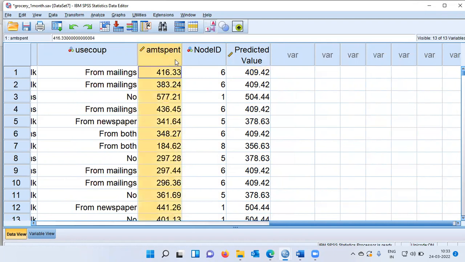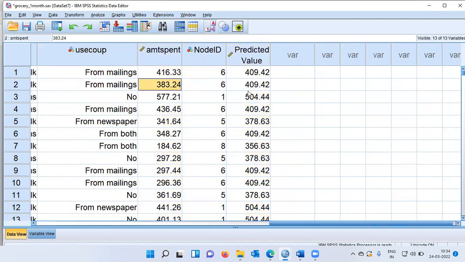So this is the actual amount of money spent. This is the predicted amount of money spent. The difference between the actual and the predicted value will give me the error. Lower the error, better the quality of the model. Higher the error, lower the quality of the model. When I glance through some of the initial cases, I can say that the errors are not very high.